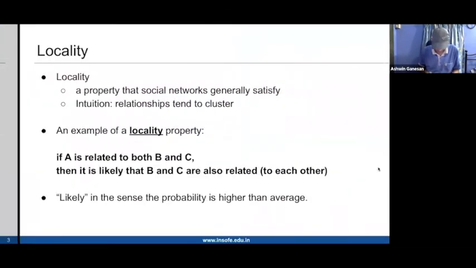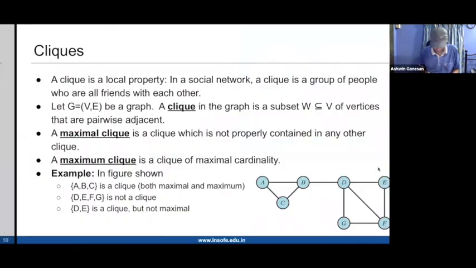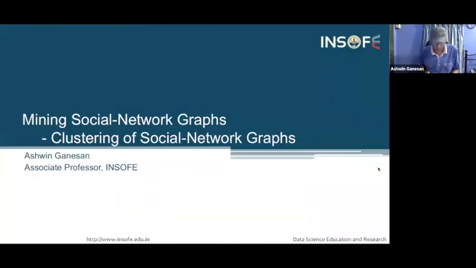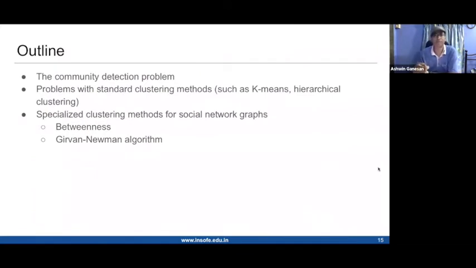Let me just fast forward a little bit here to last week's slides. Okay, we're starting clustering of social network graphs. Here's the outline for this lecture, and probably we'll finish this only next week. So the outline is the following.